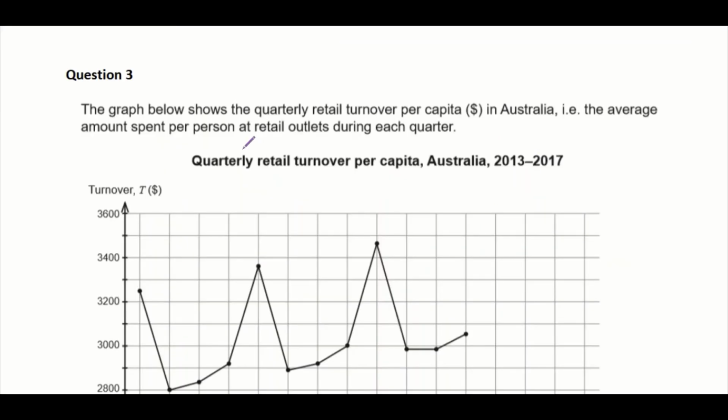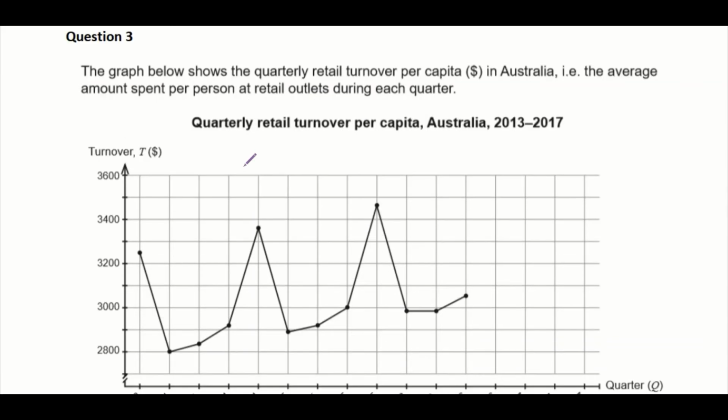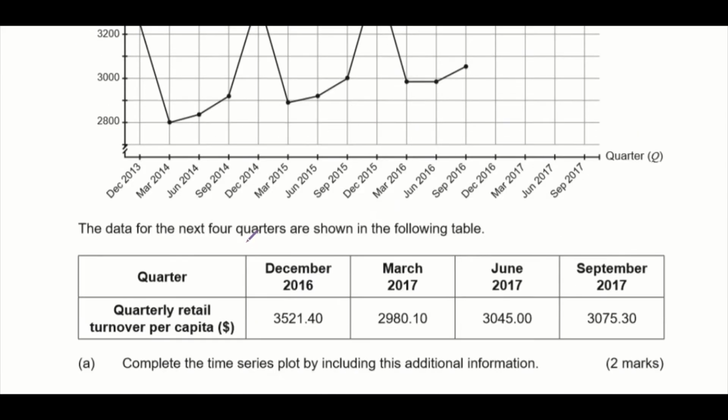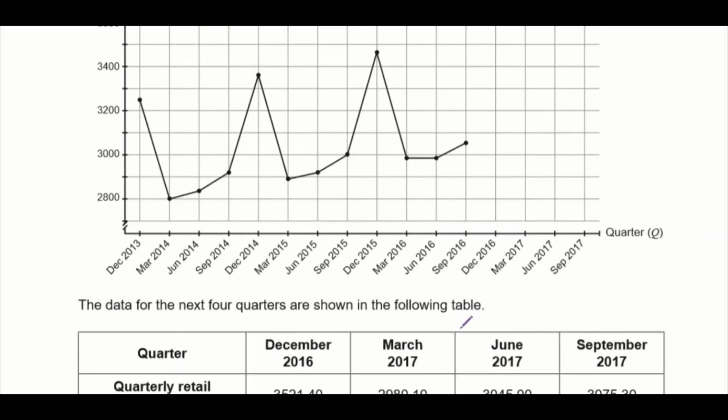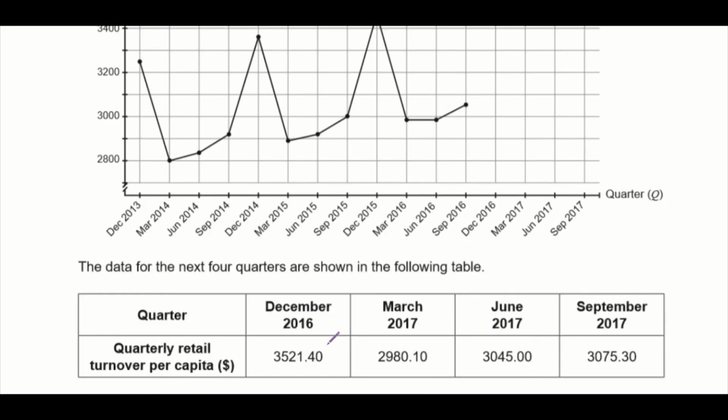Okay, question 3. The graph below shows the quarterly retail turnover per capita in Australia. So the average amount spent per person at retail outlets for every quarter. All right, so question 1 is to complete the time series plot by including the additional information. So just by looking at the numbers, we try to plot inside.